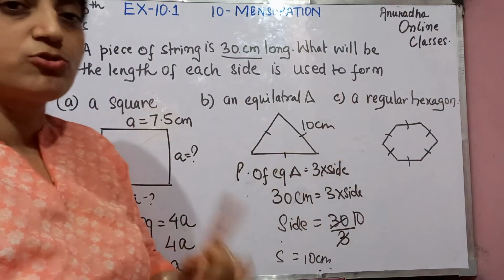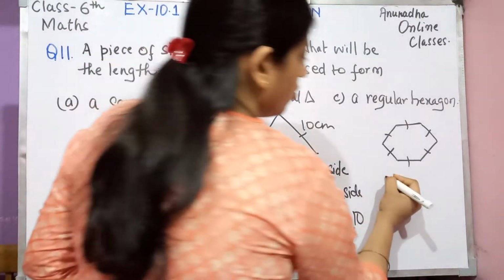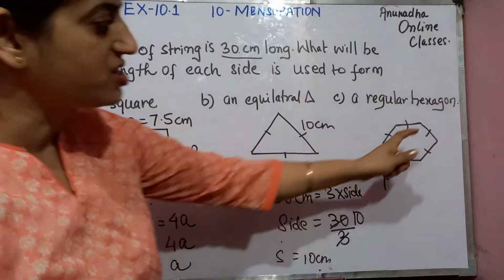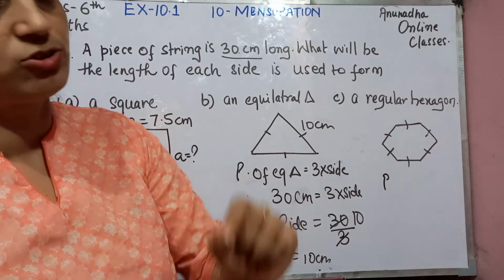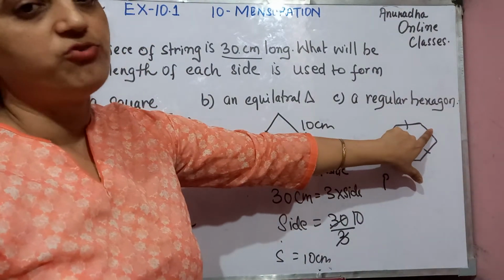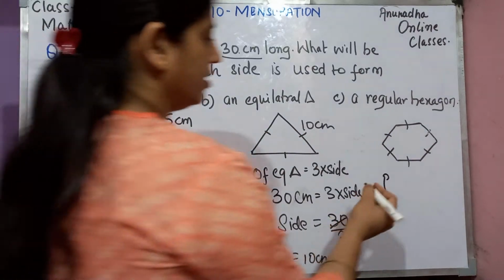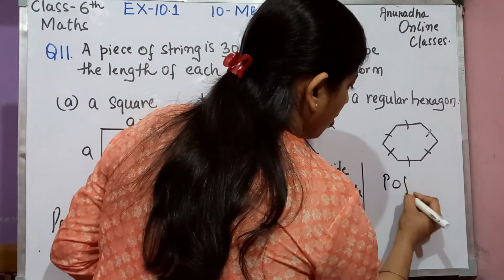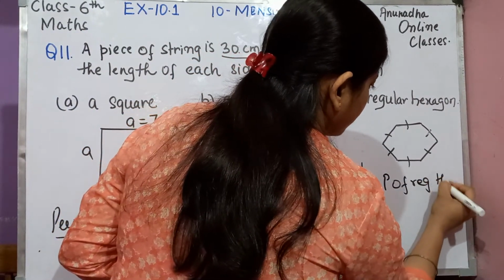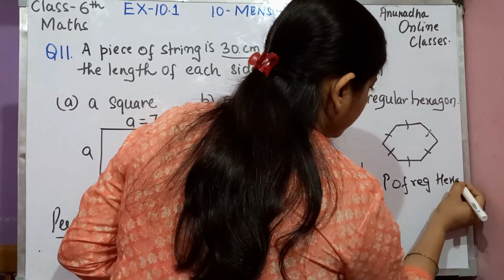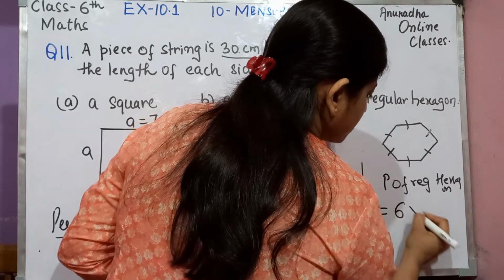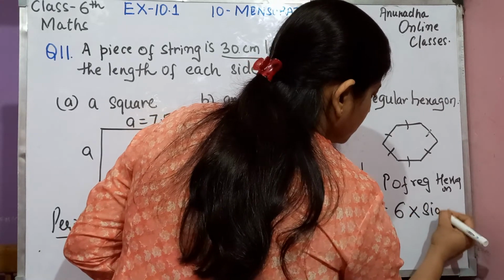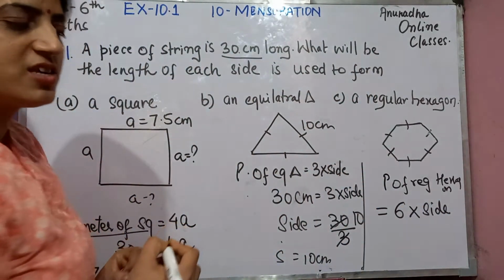अब इसकी भी length तो same होगी, perimeter. So what you have to find out? What is the one side of the regular hexagon? Means what is the length of one side of regular hexagon? कैसे निकालेंगे? In the same way, perimeter of regular hexagon equals to what? 6 into side.